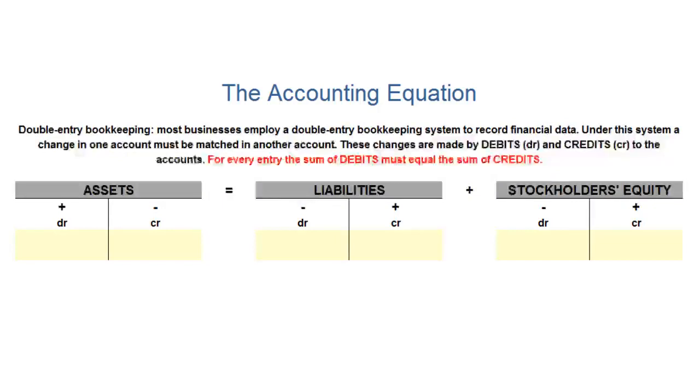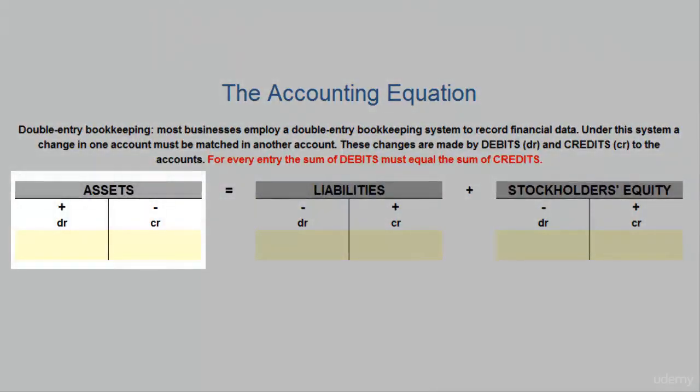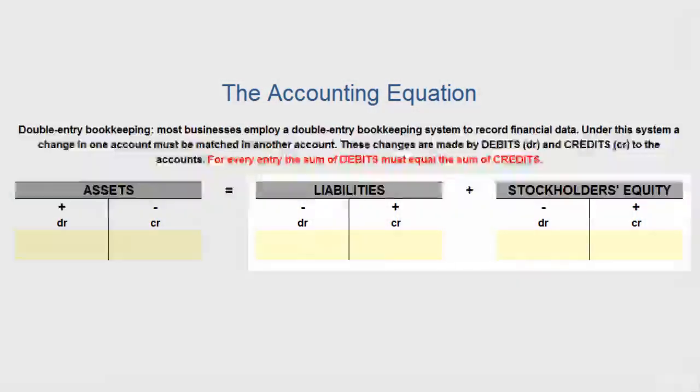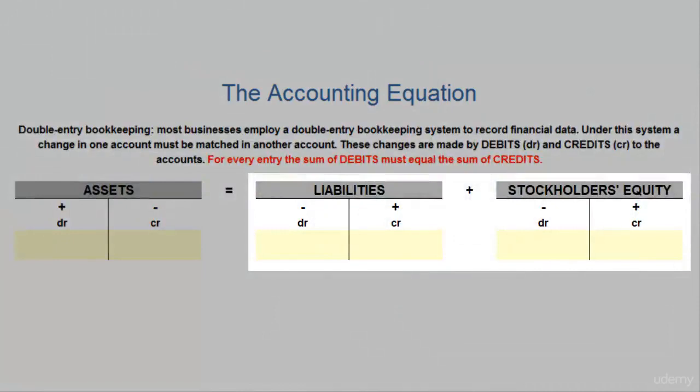It's important to note that here debit and credit are not defined by their everyday usage. Here debit means left and credit means right. Whether or not a debit or credit increases an account is indicated by these signs here. And you may have already noticed that on the left-hand side of the equation, a debit increases an account, and on the right-hand side of the equation, a credit increases an account.